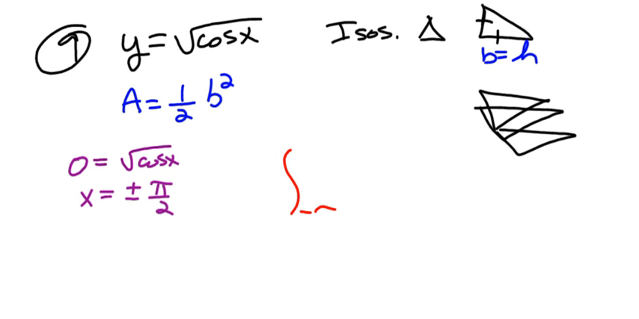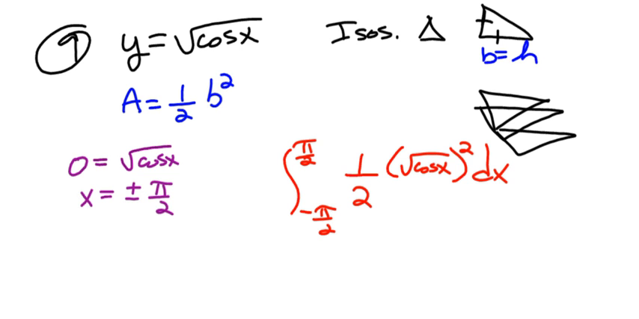And then I'm going to go ahead and just do our integration here. So we're going to go from negative pi over 2 to pi over 2. We have that the area of these triangles is 1/2 b squared. Our b is the function, because we're really subtracting it from the x-axis. So that's the upper function. So we have the square root of cosine x quantity squared. So b is the square root of cosine x.